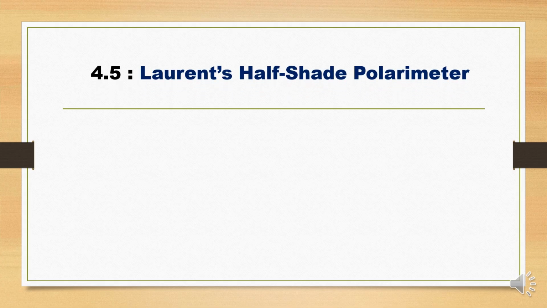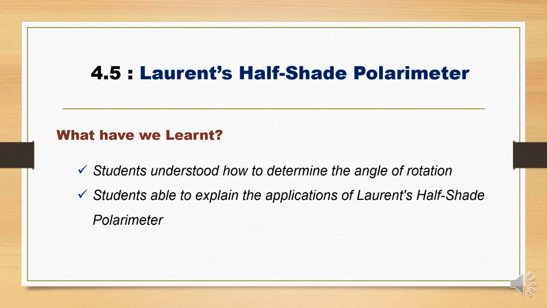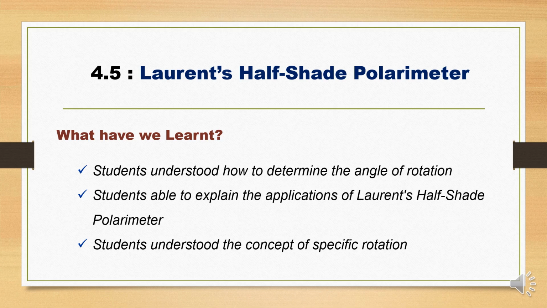In this topic 4.5, Laurent's half-shade polarimeter, what have we learned? Students understand how to determine the angle of rotation. Students are able to explain the applications of Laurent's half-shade polarimeter. Students understood the concept of specific rotation.